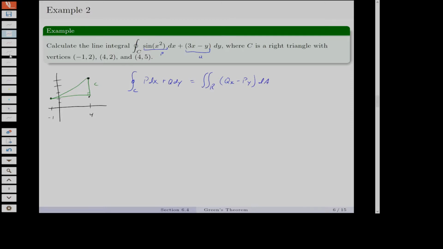Okay. So once again, we figure out what is the Py. When I differentiate sine x squared with respect to y, I get 0. What is the Qx? When I differentiate 3x minus y with respect to x, I get 3. So when I subtract, I'm just getting 3 minus 0, or 3.